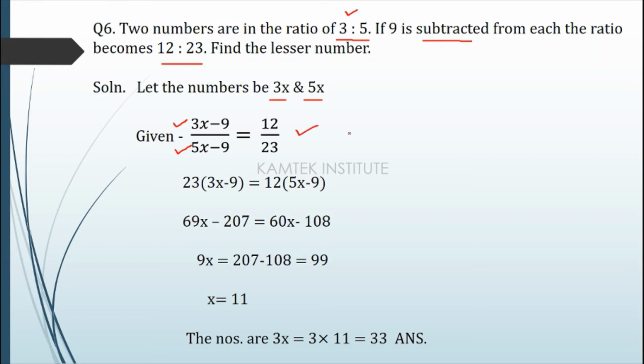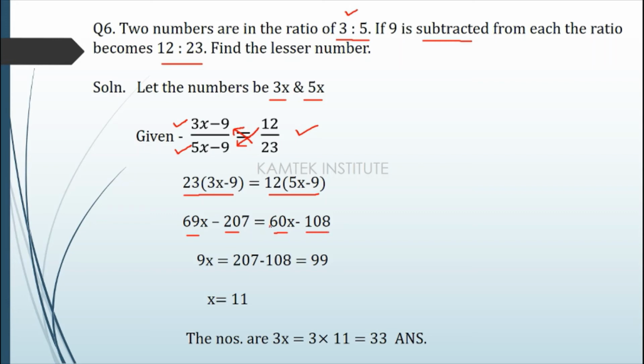I hope it is clear to you all till here, right? So now we cross multiply. 23 is multiplied to 3x minus 9, and 12 is multiplied to 5x minus 9. So we get 23 into 3x minus 9 is equal to 12 into 5x minus 9. Okay, now we open the bracket, we get 69x minus 207 is equal to 60x minus 108.